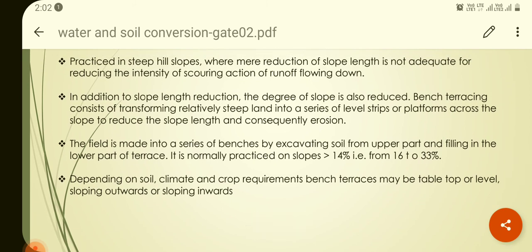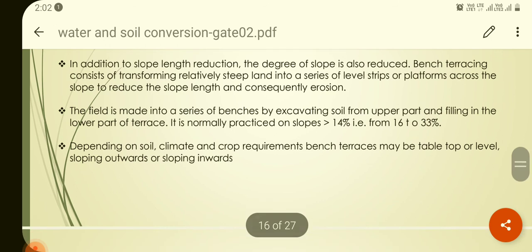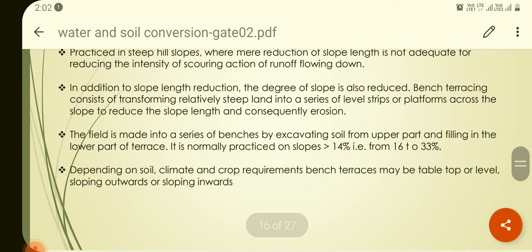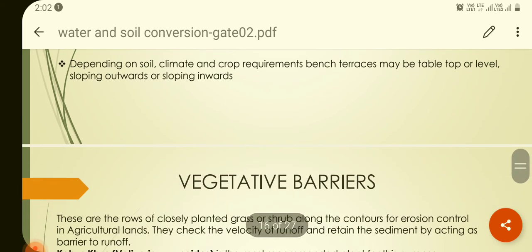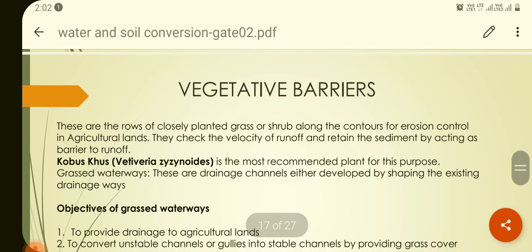The field is made into the series of the benches by excavating the soil from the upper part and filling it in the lower part of the terraces. It is normally practiced on the slopes of more than 16%, that is from 16 to 33%. So, depending on the soil, climate, and crop requirement, bench terraces may be table topped or level, sloped outwards, or sloping inwards. Next one is the vegetative barriers.